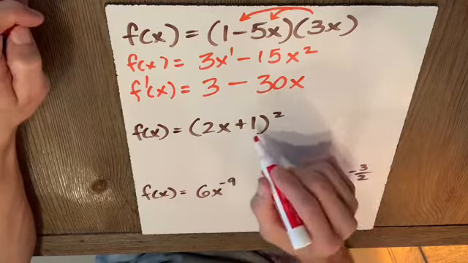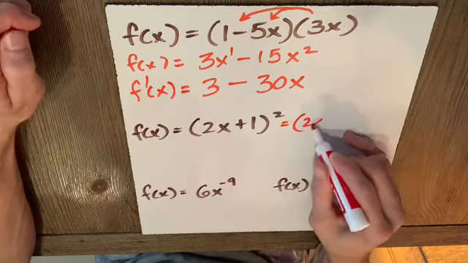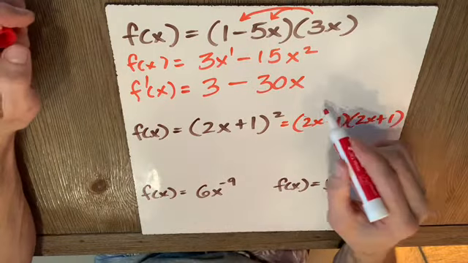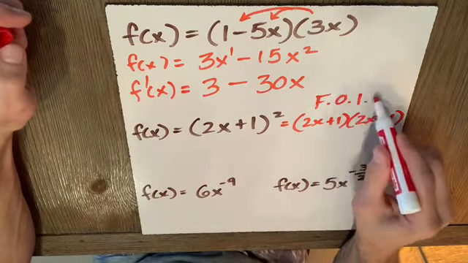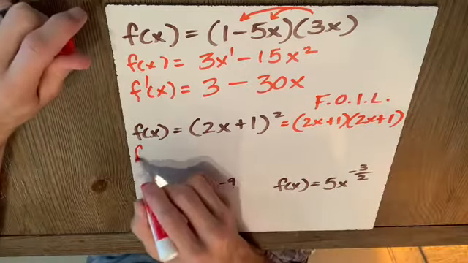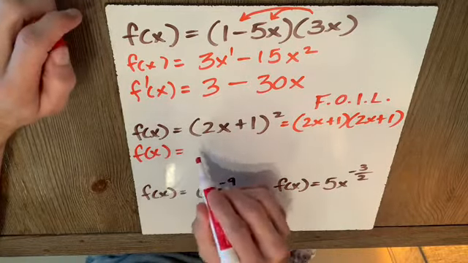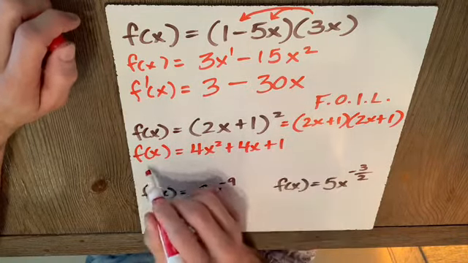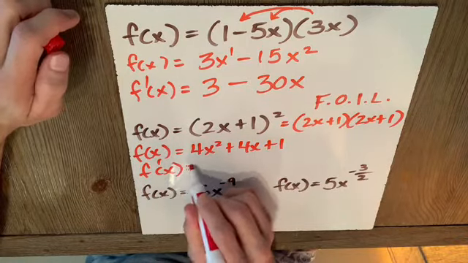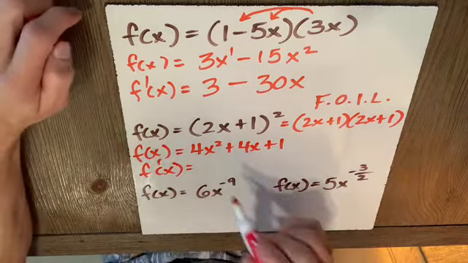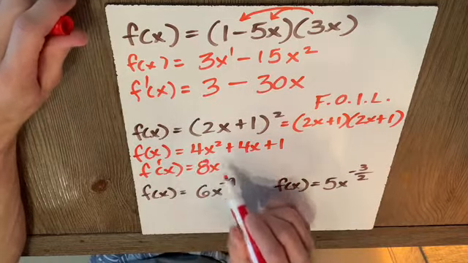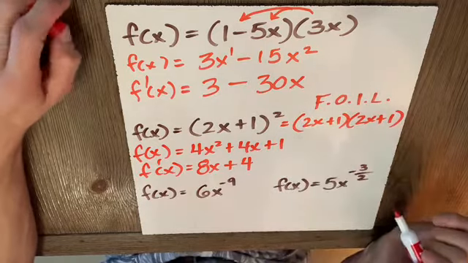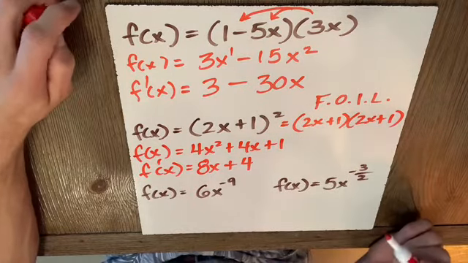Here, let's expand this binomial to give us 2x plus 1 times 2x plus 1. Again, algebra skills are going to be super important in calculus. As we FOIL this, we get f of x is equal to 4x squared plus 4x plus 1. Now, and only now, at this point, we can take the derivative. 2 times 4 is 8x to the first plus 4x to the 0, plus a constant has a derivative of 0. So there is our derivative.